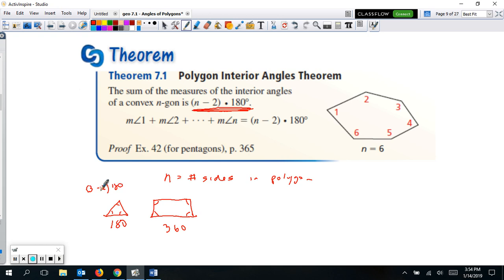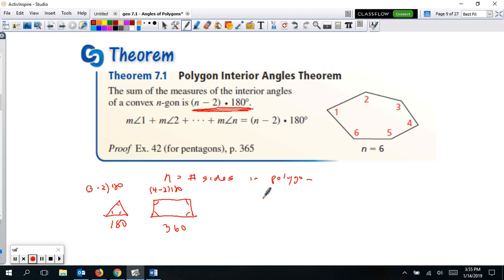Well, 3 minus 2 is 1, so 1 times 180 is 180. Or if it's 4 sides here, this would be 4 minus 2, and then times 180. 4 minus 2 is 2, and we know 2 times 180 is 360. So you can see how it follows there, and then we'll just keep going from there.